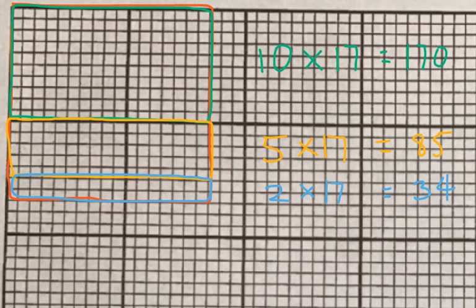Now I just add those all together to find how much my array totals to. And that would be adding 170 plus 85 plus 34, and 289 is my answer. So 17 times 17 is quite a difficult times table. However, by breaking it into those 3 easier ones for me to solve, I can then add those together to find my total.